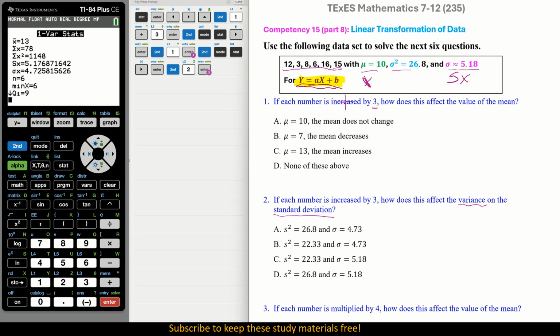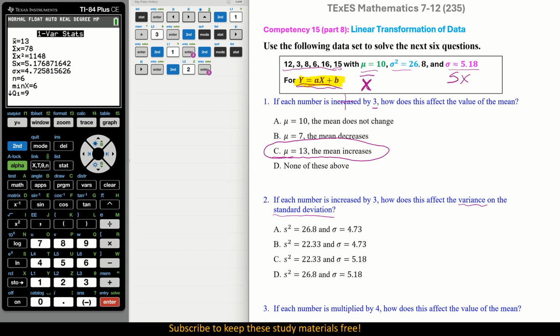You need to know that they're going to use x bar. You're going to see this in your classwork and your textbooks, so we need to know the difference. So we're looking for x bar. Well, it increases by 3. Just add 3, and that would be option C.